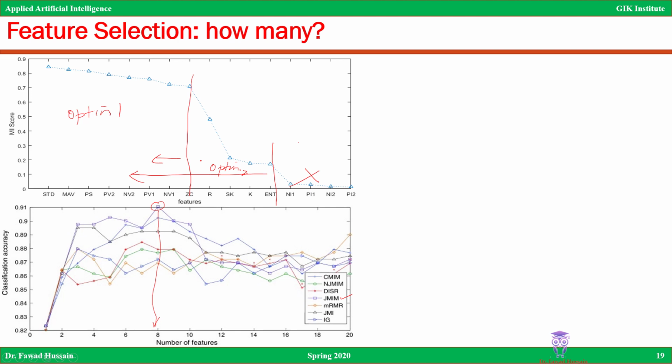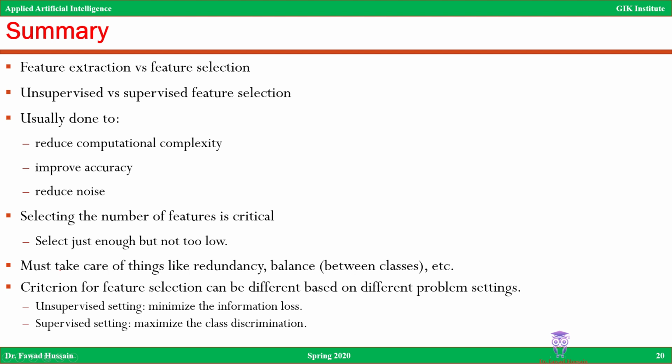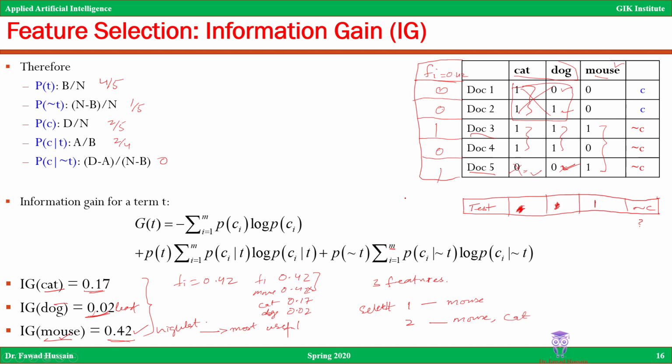So select just enough but not too low, and take care of other things like redundancy and the balance between the classes. Again, I give you an example over here. This is a good feature, but mouse was a good feature that will help me in classifying new test cases that belong to not C. What about those that belong to C? I don't have anything that helps me there.